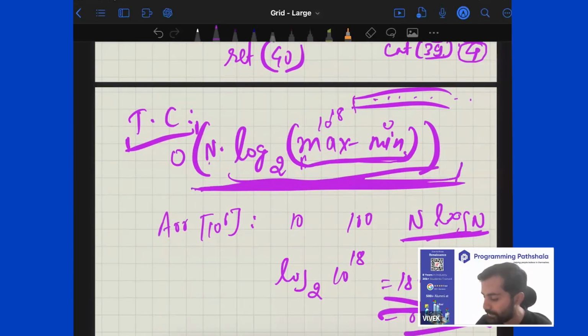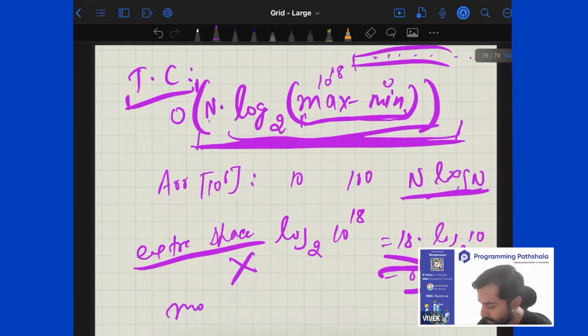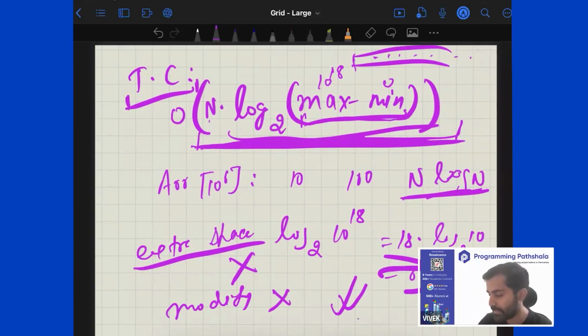In this particular case, did we use any extra space? No. Did we modify our existing array? No. So we have ticked all the checkboxes and still we have been able to solve this question.